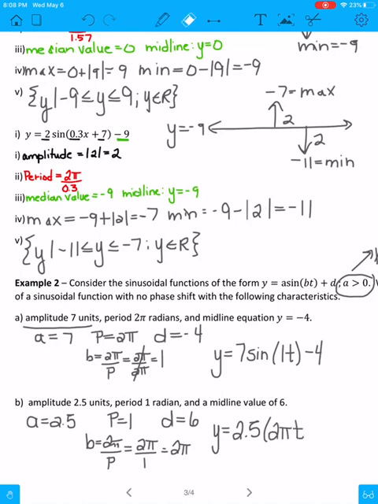I forgot the sine. It's too late. I maybe shouldn't be doing podcasts at 8 o'clock at night. Okay, or 9 o'clock at night. I don't even know what time it is. My iPad says 8, but it is an hour behind.